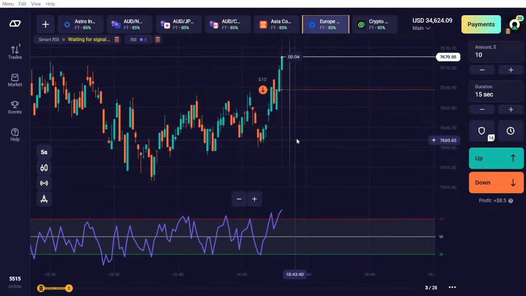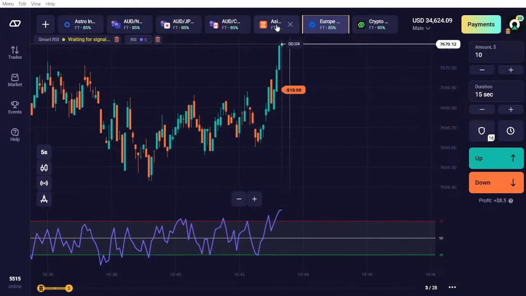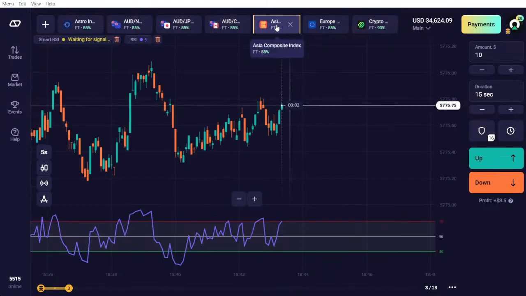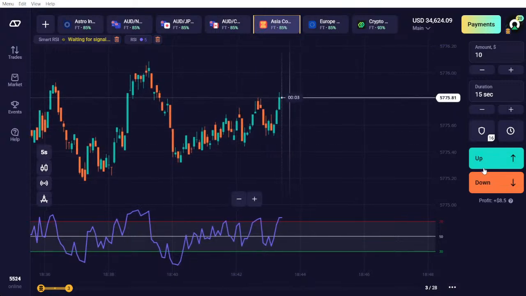Okay, so there is again a reversal, and this trade is negative. No worries.